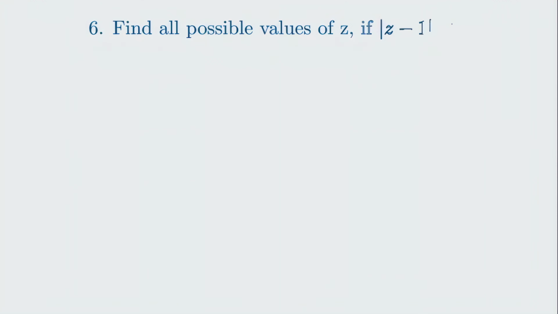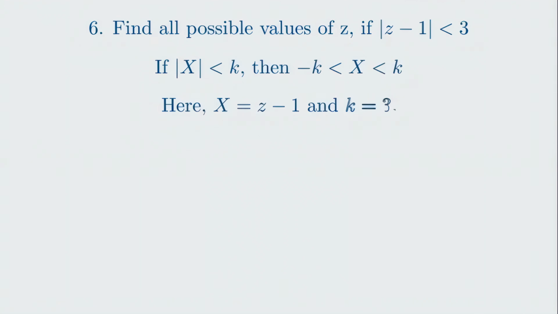Problem 6 deals with absolute value inequalities. The question asks for all possible values of z. If the absolute value of the quantity z minus 1 is less than 3, when solving an absolute value inequality of the form absolute value of x less than k, we use the rule that it's equivalent to the compound inequality negative k less than x less than k. Applying this rule to our problem, we treat z minus 1 as x and 3 as k. This gives us the inequality. Negative 3 is less than z minus 1, which is less than 3.